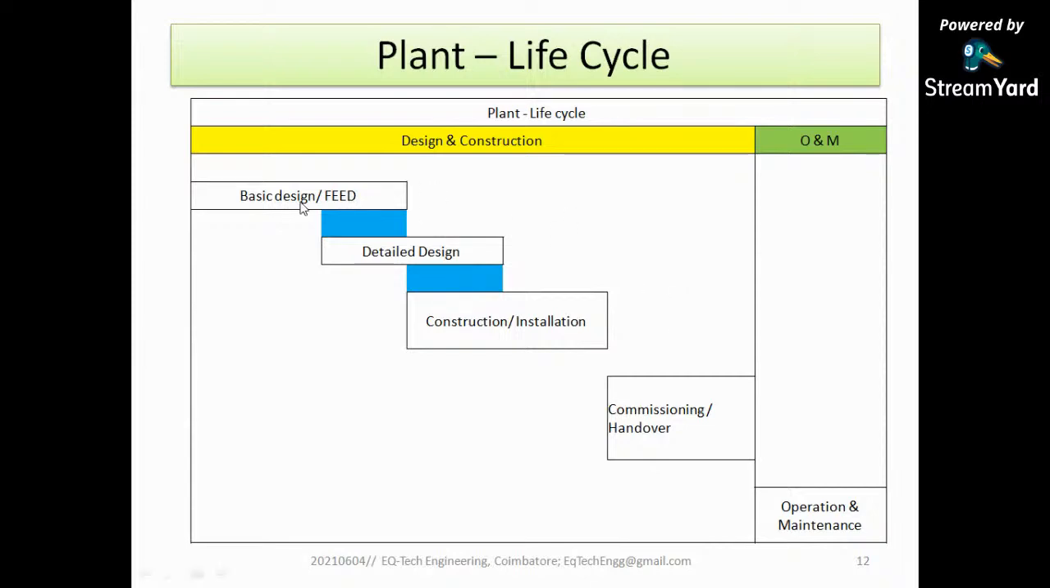You can see here that in the basic design and detailed design, there is overlap. That means sometimes both will go hand in hand. For example, in detailed design, first they'll be releasing the drawings for civil foundations, so that the construction will first start constructing the foundations for installation of equipments. So everything will go hand in hand for proper project completion.